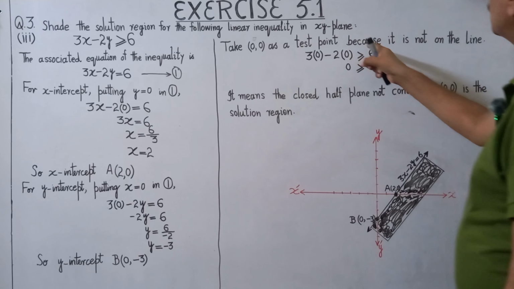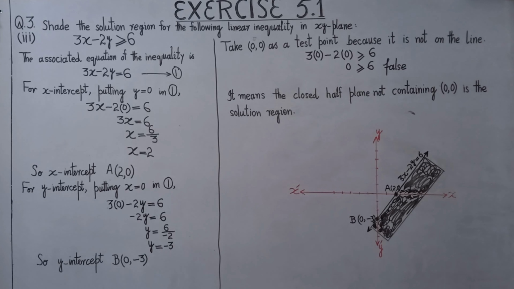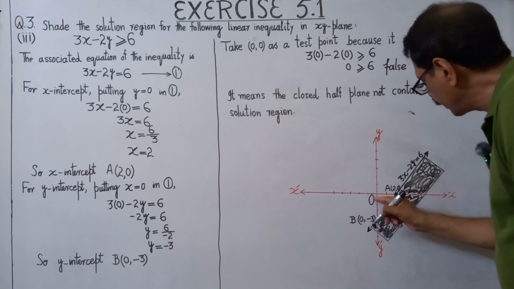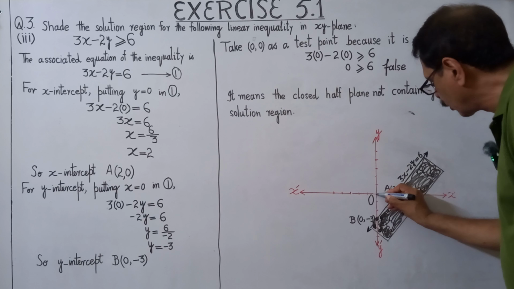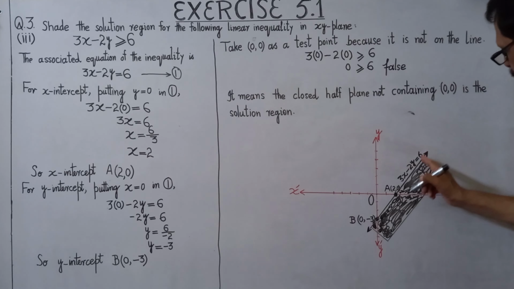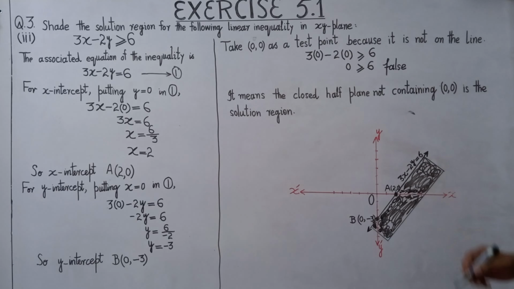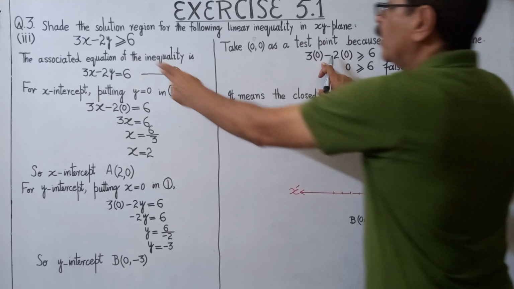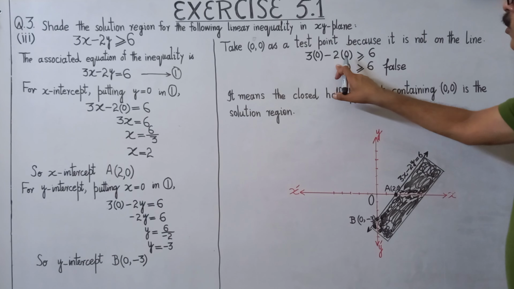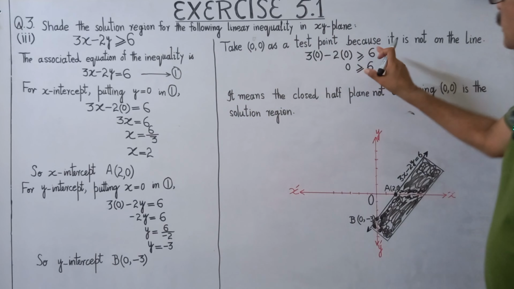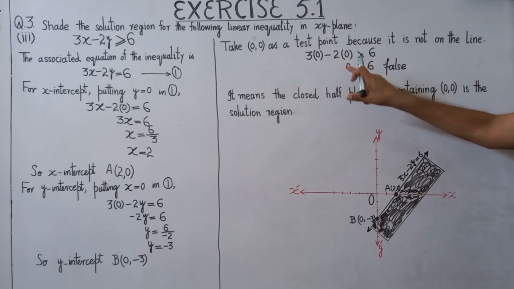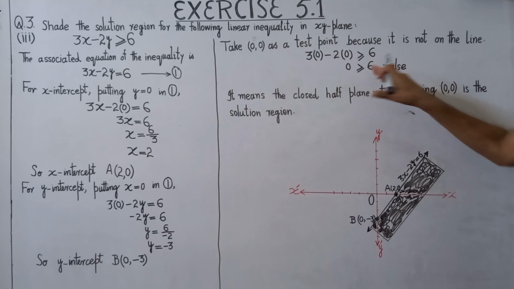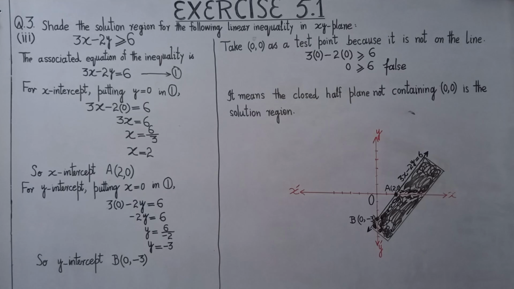Take 0, 0 as test point because it is not on the line. You see, this is origin, which has coordinates 0, 0, and it is not on the line. This is the line 3x minus 2y. So putting x equal to 0, 3 into 0, minus 2y, minus 2 into 0 is greater than or equal to 6. 0 minus 0 is 0, is greater than or equal to 6, which is false. 0 is neither greater than 6 nor is 0 equal to 6.